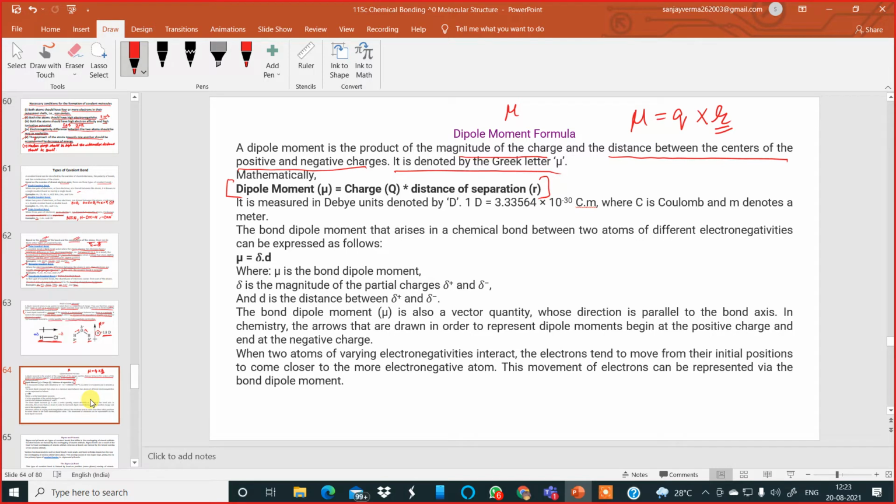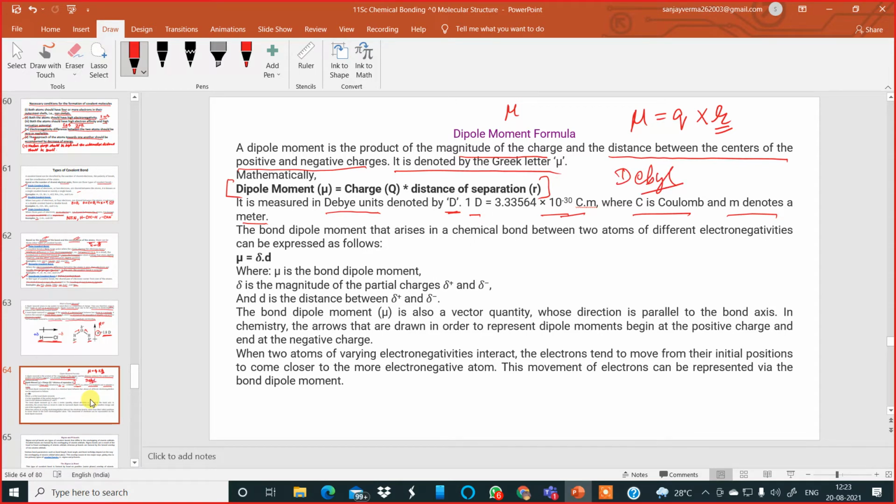Now, with regard to the units, it's a vector quantity, which I told you already. Dipole moment is measured in debye units, denoted by capital D. 1 debye is 3.33564 times 10 to the minus 30 C·m, where C is coulomb and m denotes meter. So remember, D stands for debye.